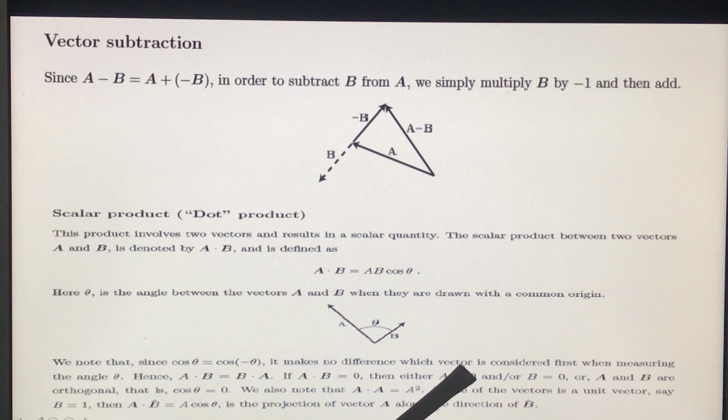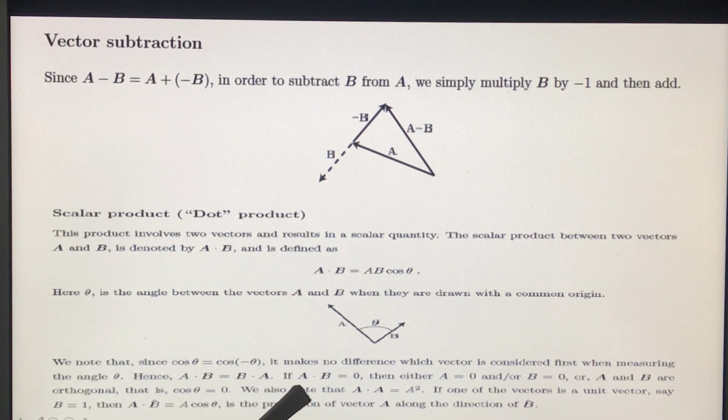Okay, so some special cases are also possible. A dot B is equal to B dot A. This is because cos theta is equal to cos of minus theta. So it doesn't matter which vector you considered first or which direction of the angle you considered. A dot B will always be equal to B dot A. So this is the first and important condition.